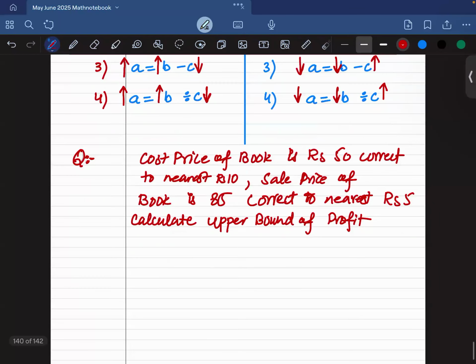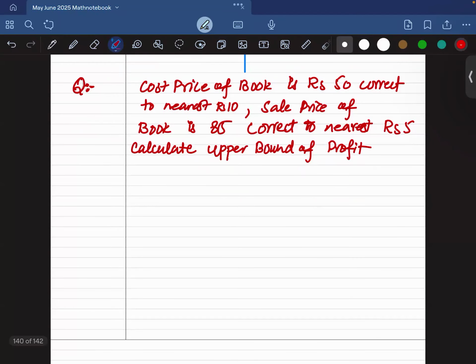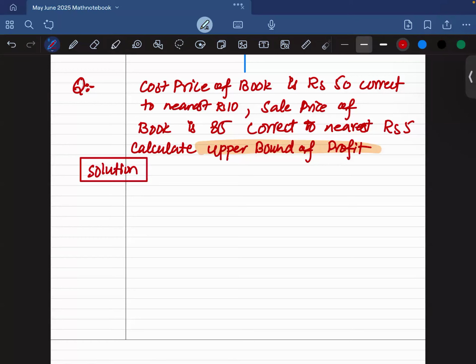First of all, beta, according to the question, the demand is to calculate the upper bound of the profit. Now, Ramin beta, if you remember, when I was teaching you profit, we had memorized a formula for profit in the solution, that the profit is equal to sale price minus cost price.